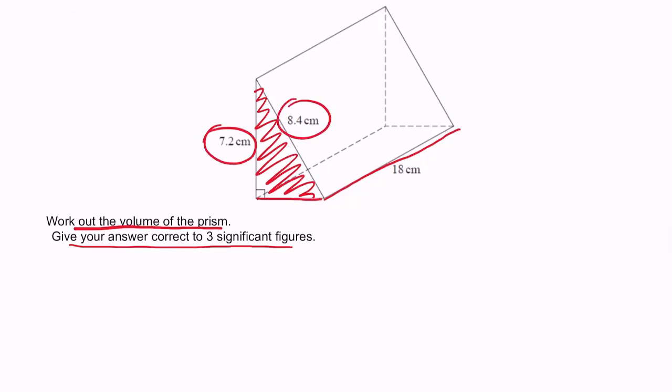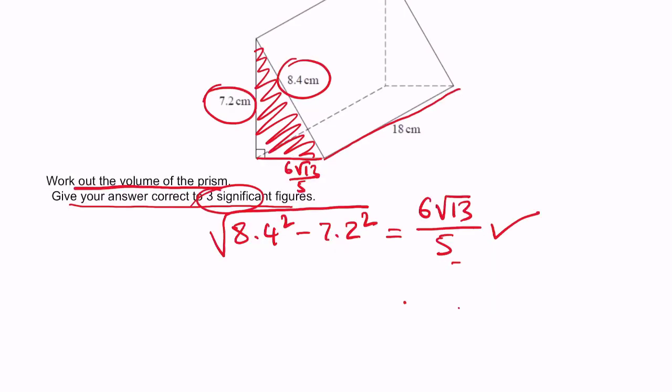So 8.4 and 7.2, one longer side and one shorter side given, so we need to square 8.4, take away 7.2 squared, and then square root that. Let's type it all in the calculator. Square root first, then 8.4 squared minus 7.2 squared. That gives us a really long number. Let's leave it as square root 6 root 13 over 5. And all I have to do now is work out the area of the triangle. So half times base, 6 root 13 over 5, times the height, 7.2.